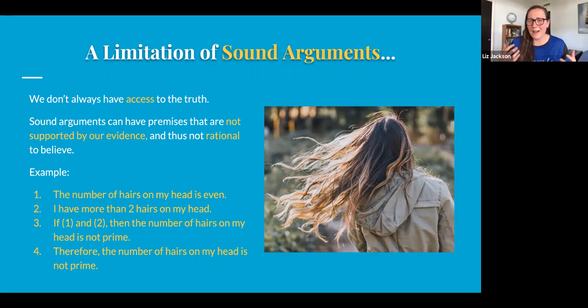But because I don't have access to the truth of the premises, it's never going to give me a good reason to believe the conclusion. And so this is why sound arguments are limited. I mean, we want to get at the truth. The truth is important, but we just don't always have access to the truth. So that's the limitation of sound arguments.